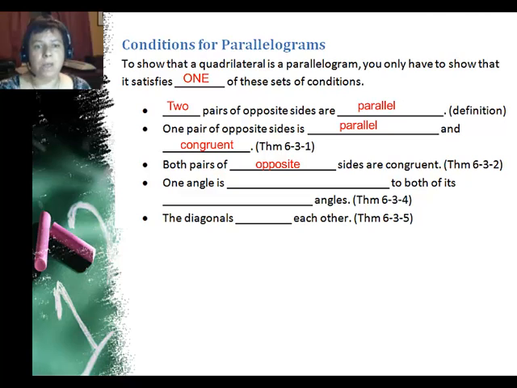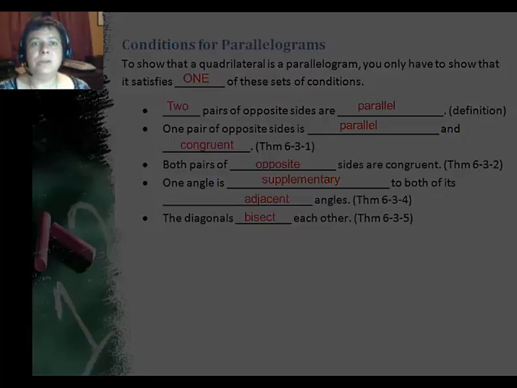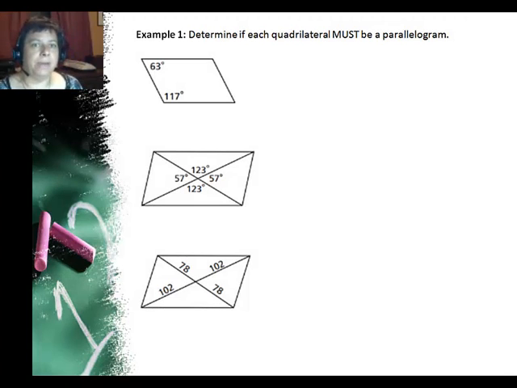If all the opposite sides are congruent, remember that was one of the conditions or properties we learned in the last lesson. And then you can also use: if one angle is supplementary to both of its adjacent angles, then that is a parallelogram. And finally, if the diagonals bisect each other, that is a parallelogram. So let's go ahead and look at these quadrilaterals in example 1, and I have to determine if each quadrilateral must be a parallelogram.